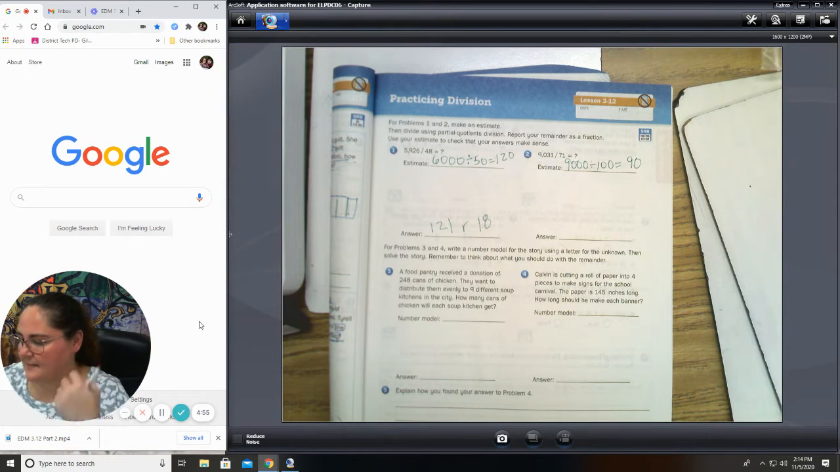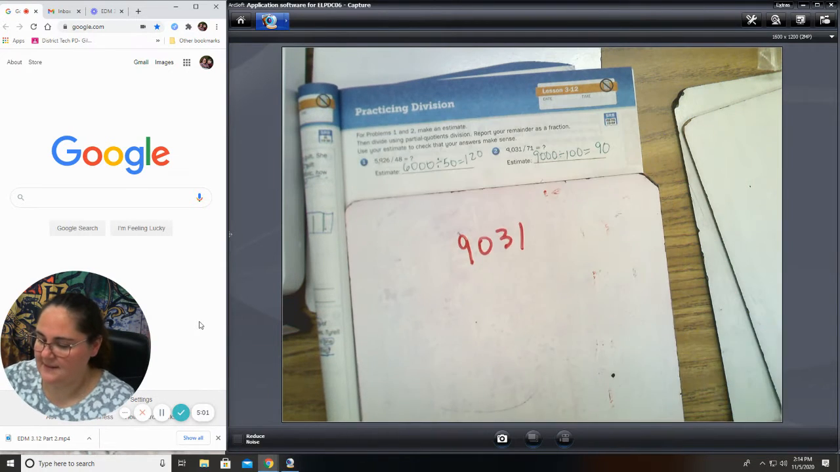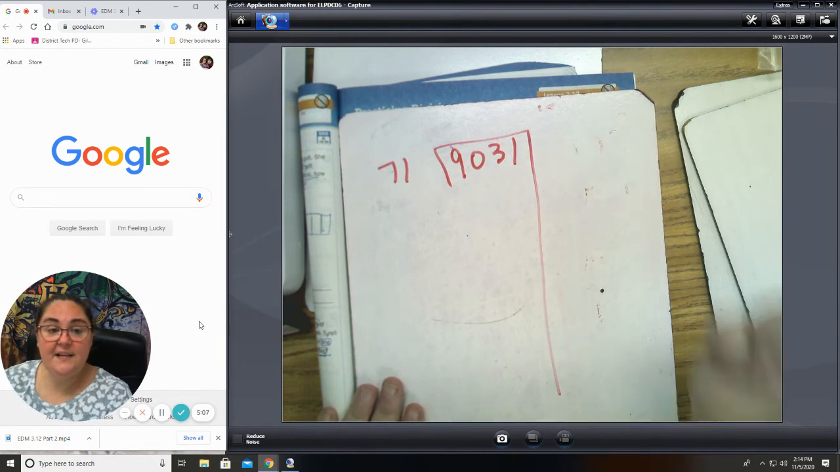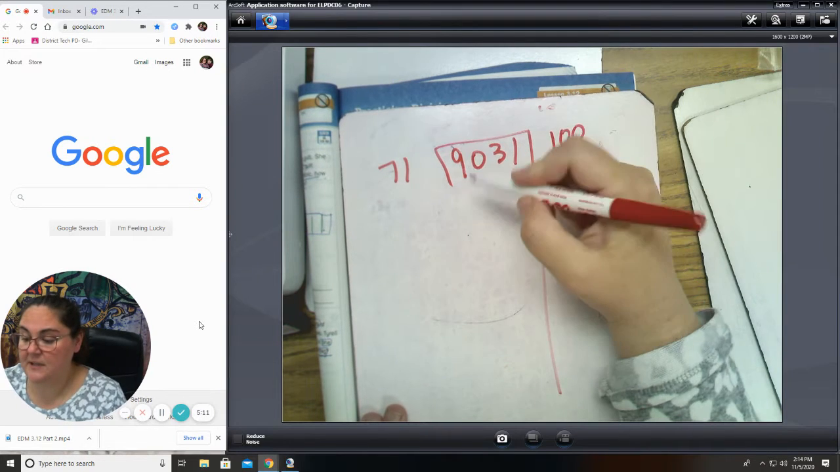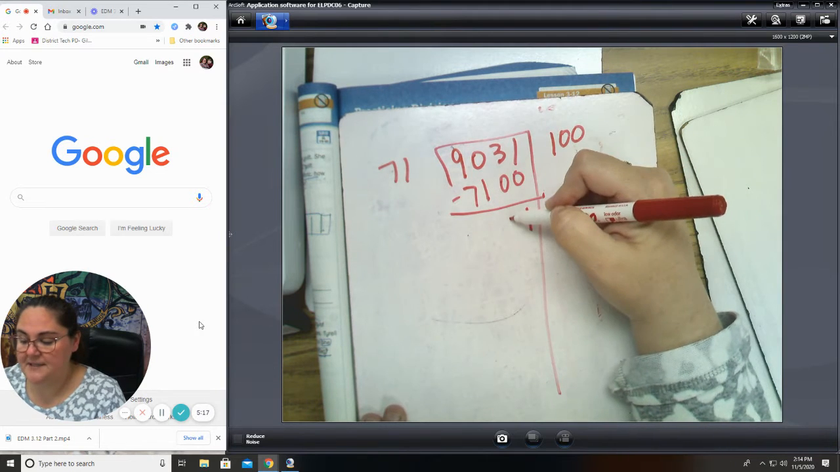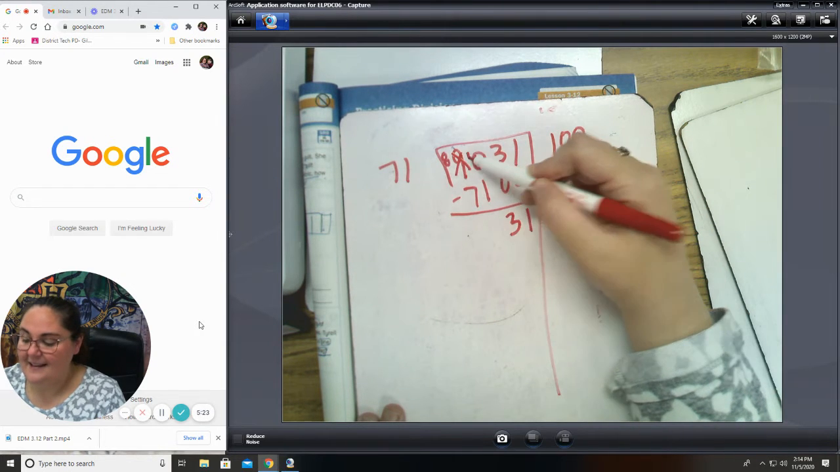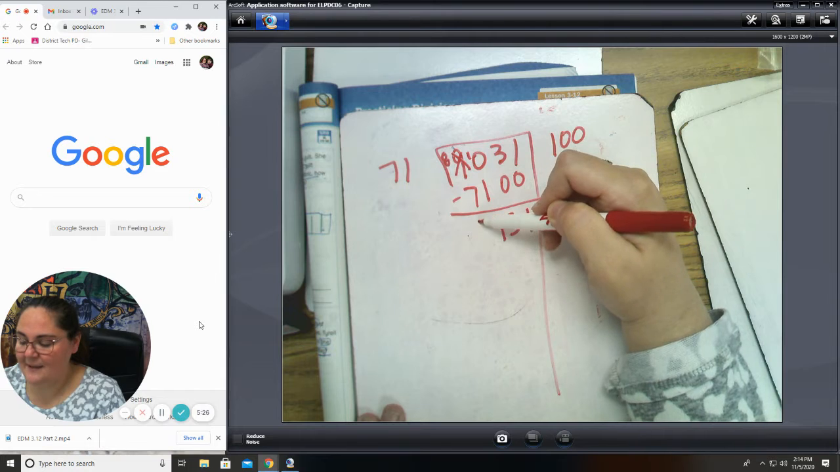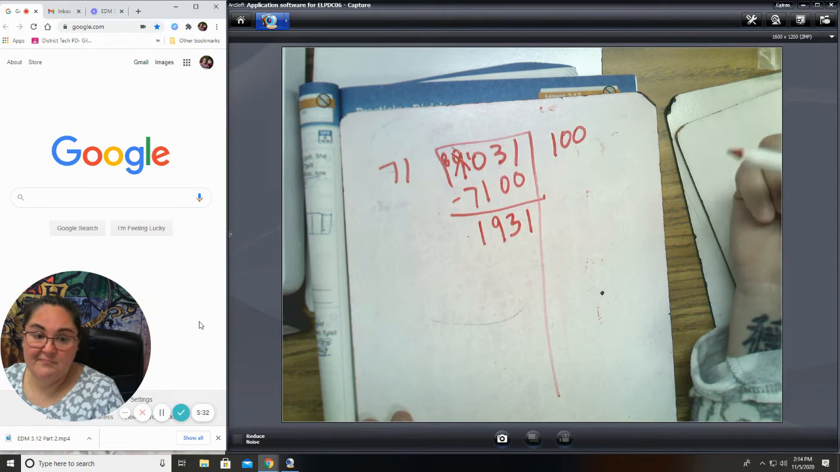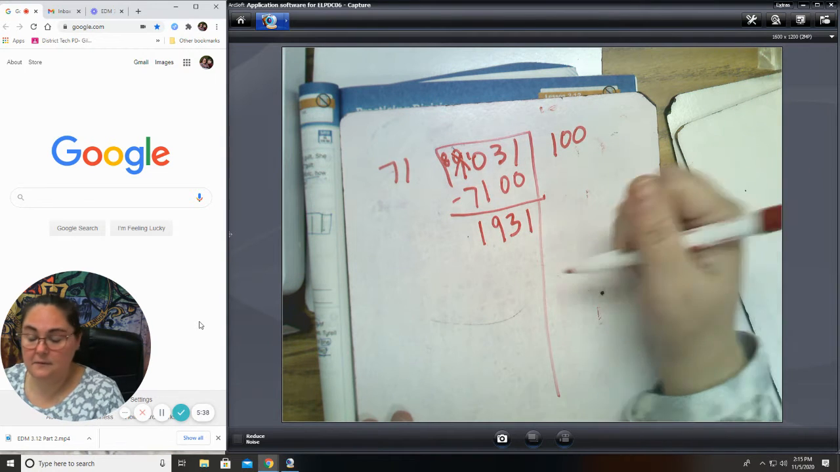Let's check. All right. 9,031 divided by 71. All right, 71 times 100, we absolutely can do because it's 7,100. 1 minus 0 is 1. 3 minus 0 is 3. 0 minus 1, you can't do. 10 minus 1 is 9. And 8 minus 7 is 1. All right. Again, just like last time, I can't do a group of 100 anymore. But I can do a group of 10, right?